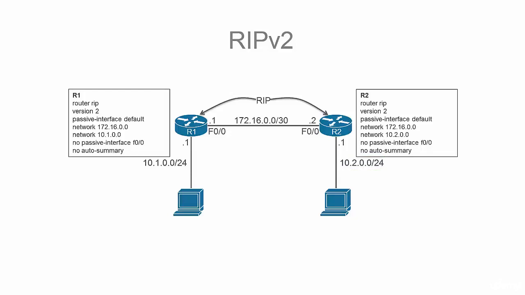And then we'll go ahead and say no passive interface F0/0 on each router, because F0/0 is the interface used to connect R1 and R2, and we want to advertise RIP updates out those interfaces. And then finally we say no auto-summary because we do not want auto summarization enabled. Alright, let's jump into the lab.